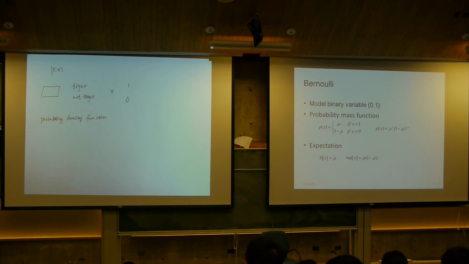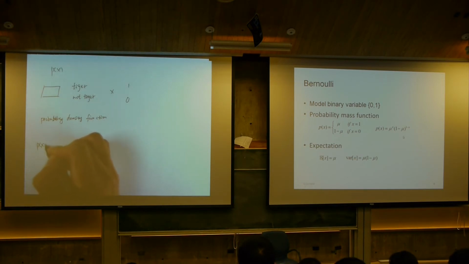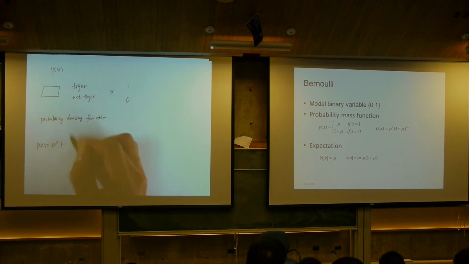So intuitively, we can write this mass function as p(x) equals mu if x equals 1, and 1 minus mu if x equals 0. But this form is not mathematically friendly, which means that you cannot deal with this function in analytical form. So usually we use another form, which is shown on the right side: p(x) equals mu^x times (1 minus mu)^(1 minus x).